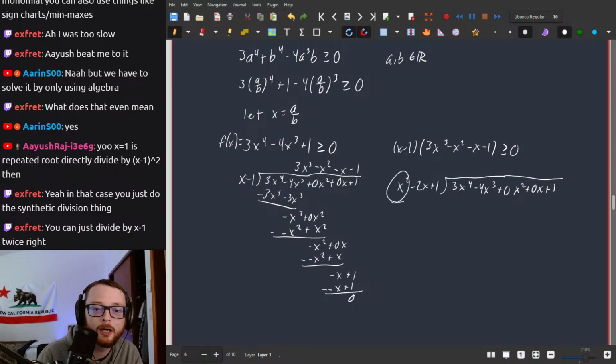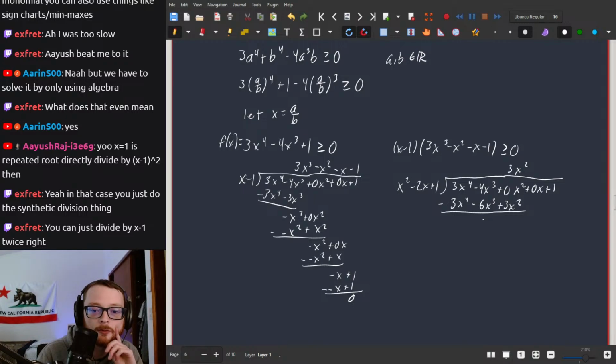So we have an x squared. We want to make a 3x to the 4th. So we're going to multiply by 3x squared. Plus 3x squared. Is that right? I think so. Minus 4 plus 6, positive 2. Minus 3x squared plus 0x plus 2x.